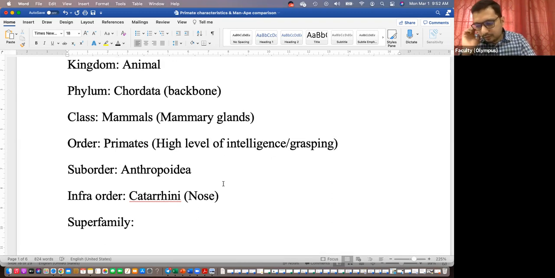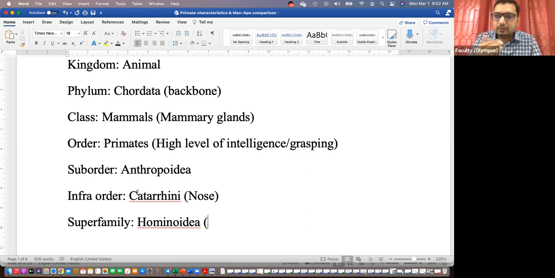Superfamily called Hominoidea. Hominoidea refers to apes, and humans are put under Hominoidea. So I was telling you Catarrhini includes some old world and new, more specialized, but of course we are moving away from monkeys along with apes. So apes and humans are put under Hominoidea.